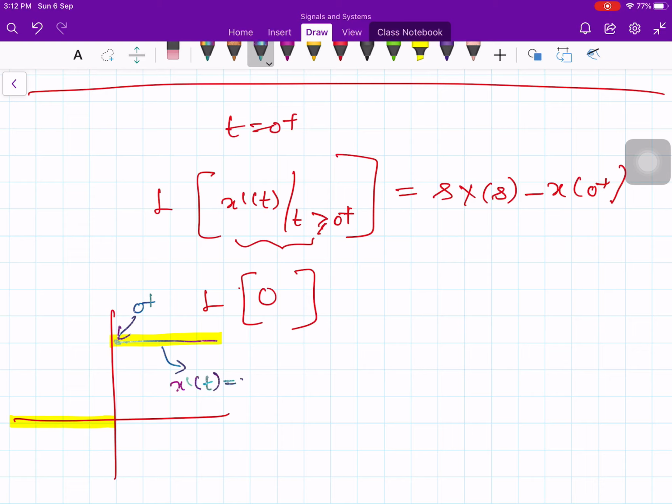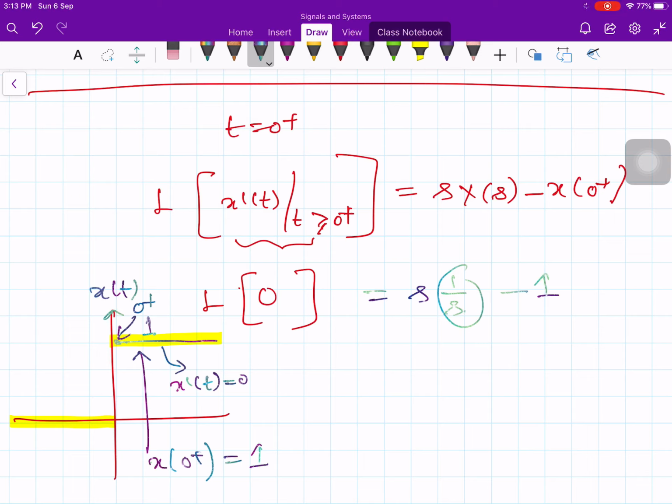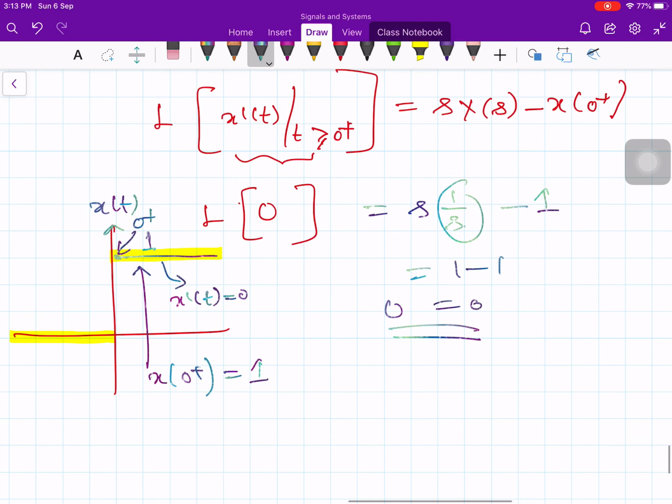So on the right hand side, s times x of s is 1 by s, because if you take the Laplace transform of the unit step function, you will get 1 by s, minus the value of x of 0 plus. At 0 plus the value is 1, the magnitude is 1. So you substitute 1 here. So s times 1 by s gets cancelled, 1 minus 1 is equal to 0. In the left hand side, Laplace transform of 0 is 0. So both are equal to 0. Okay, so that is the distinction between these two formulas.